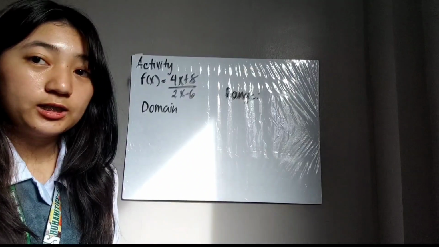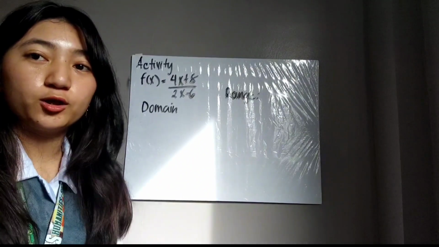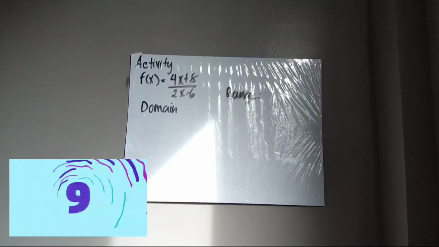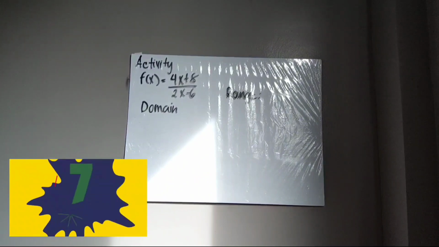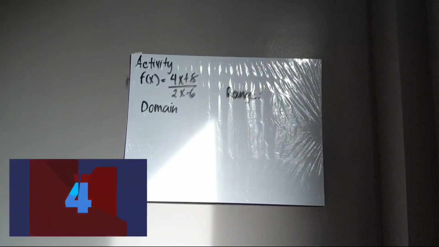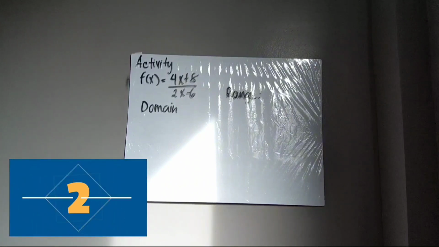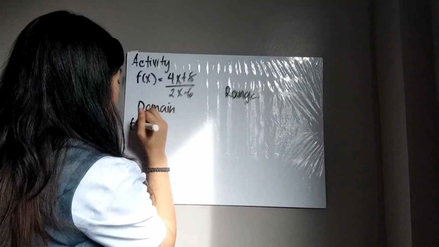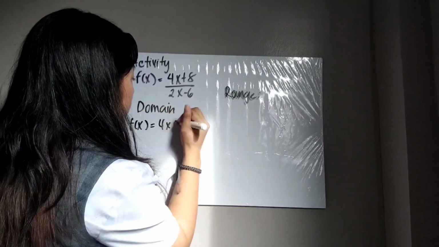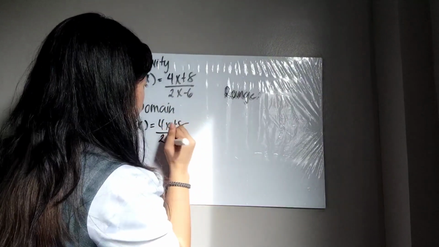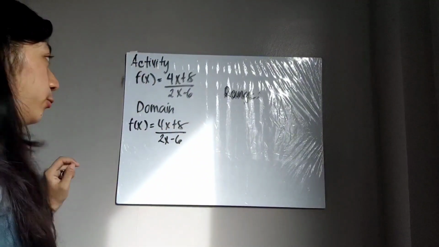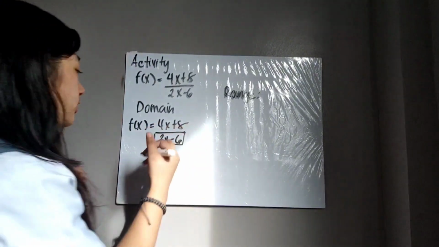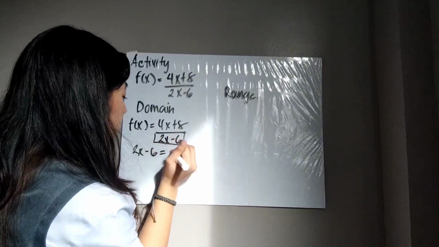Next natin yung activity is yung domain and range. If may natutunan kayo, I'll give you time to solve the domain. So yan, let's solve. If not, copy ulit natin. Equation 4x + 8 over 2x - 6. So, pag domain, denominator ang kukunan is 2x minus 6. 2x minus 6 equal to 0.